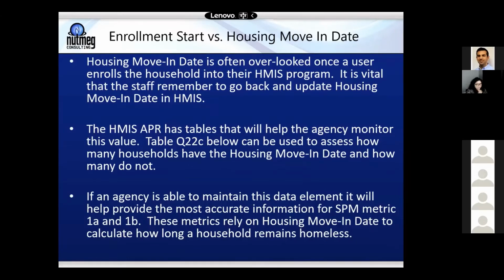If an agency is able to maintain this data element, it will help provide the most accurate information for tables 1A and 1B for SPM, because they really look at housing move-in date to stop the clock, to say, okay, the average length of time a household remains homeless in this community is from this date to this date because there's a move-in date. If there's no move-in date, the clock just keeps counting and that particular household remains to appear homeless, even though they may be enrolled in PSH or rapid rehousing. But if there's no move-in date, the system does not stop counting them as homeless.